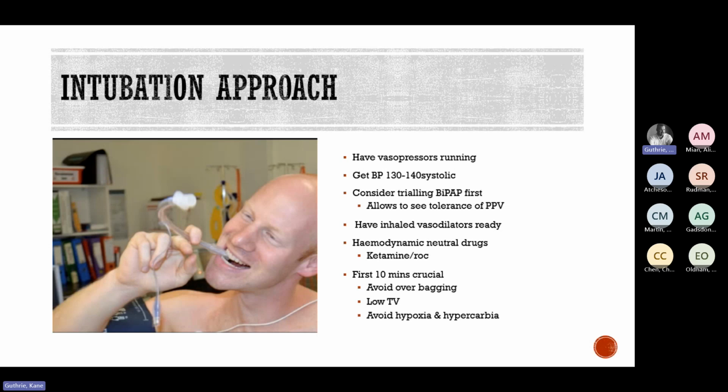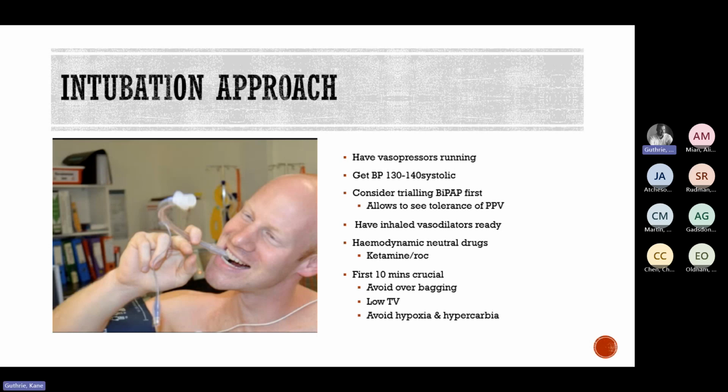You can consider trialing some BiPAP on them first for pre-oxygenation, and this will tell you how well they're going to tolerate that positive pressure ventilation after the intubation. If you put them on BiPAP and their BP plummets and they look worse than that, they're not going to tolerate a tube. It's going to be a clean kill once you intubate them, okay?